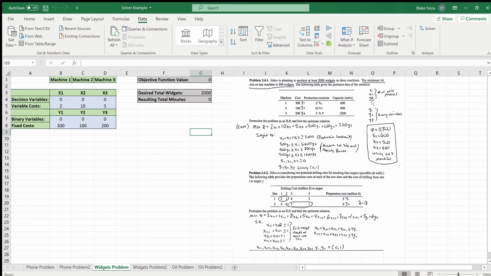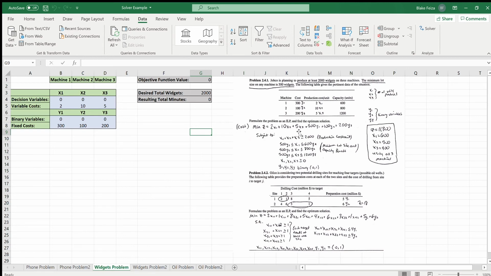So I did write on the side, our number of units produced is going to be our x's here, which just goes with the 2, 10, and 5. And then our binary variables are going to be all 3 of our y's, which are associated with those fixed costs that we mentioned. So with our objective function up here, we're trying to minimize the cost, and we're going to have 2 times x1 plus 10 times x2 plus 5 times x3, these all being straight from the production cost, plus 300y1 plus 100y2 plus 200y3 for the 3 machines. That's just the fixed costs again.